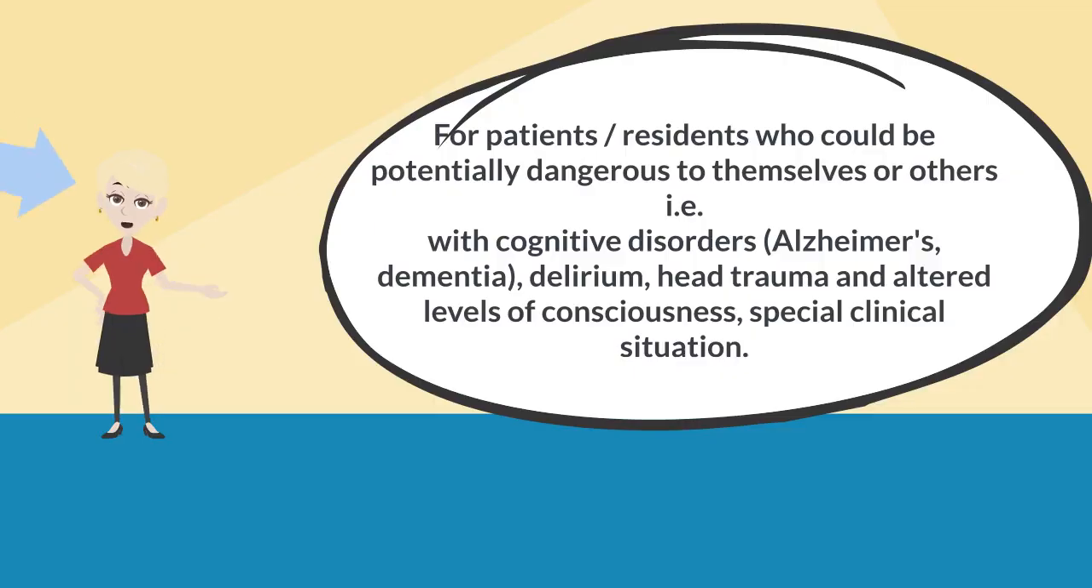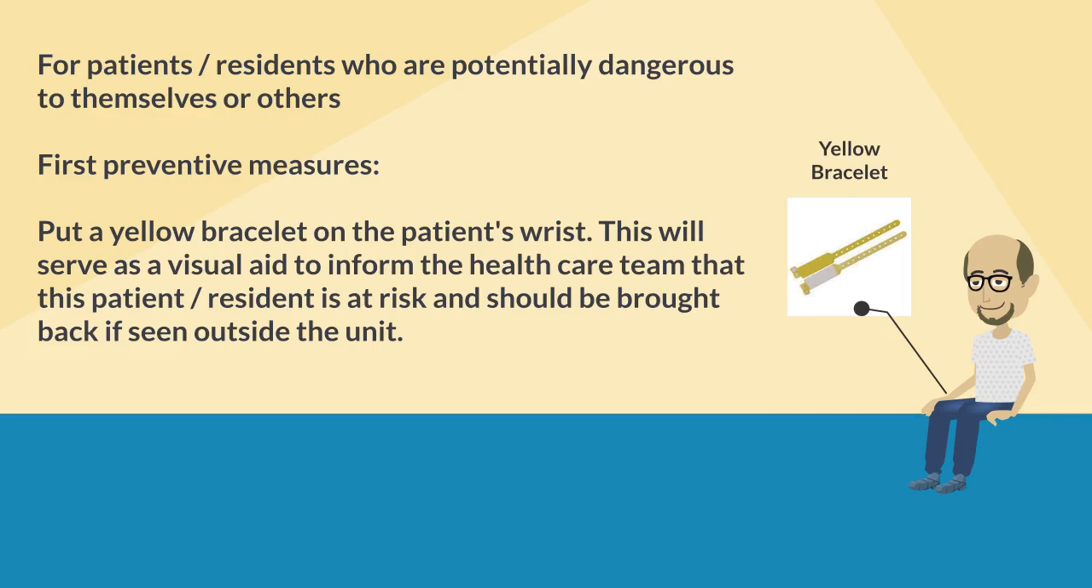Let's talk about patients with a mental state considered potentially dangerous for themselves or others. These include patients with a cognitive disorder, delirium, or altered mental state. For these patients, as a preventative intervention, we should put a yellow bracelet on their wrist as a simple visual marker. This bracelet will inform all members of the clinical team to monitor this patient.